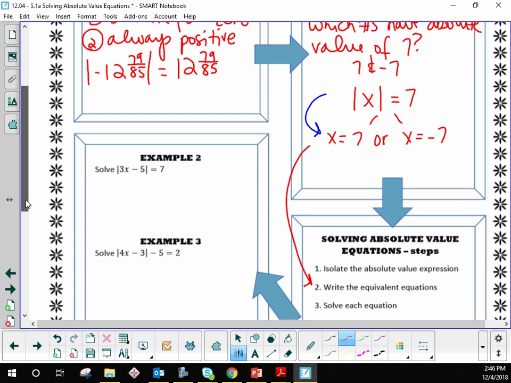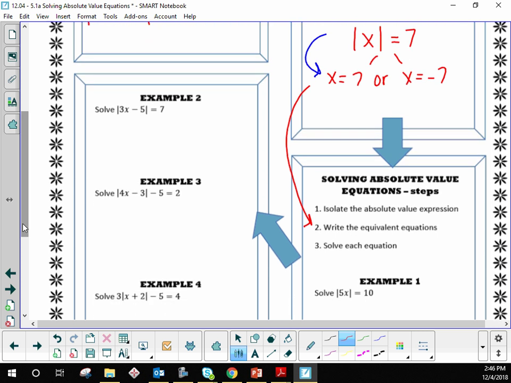Okay, the steps for solving an absolute value equation. The first step is to isolate the absolute value part. That means get it all by itself, which we'll talk more about as the lesson goes on. The second thing is to write the equivalent equations. That's this step right here. And then the last step is to solve. So here's what that will look like in example 1.